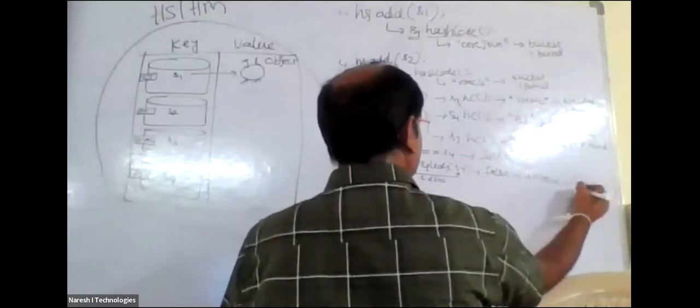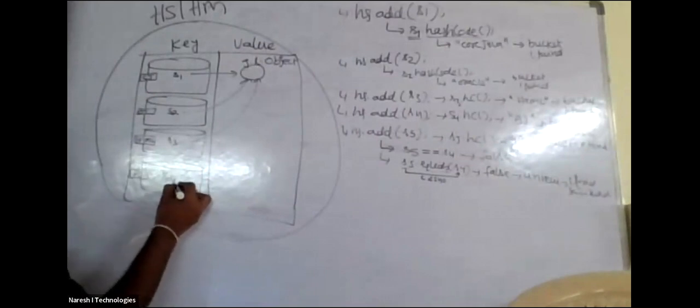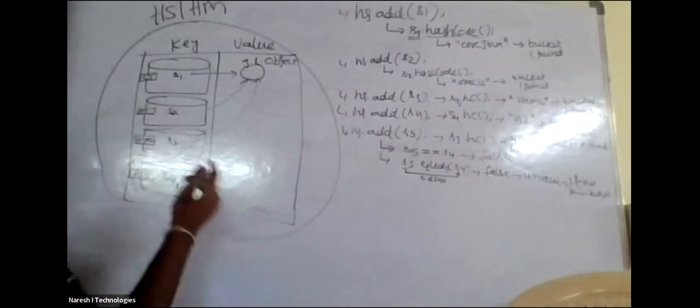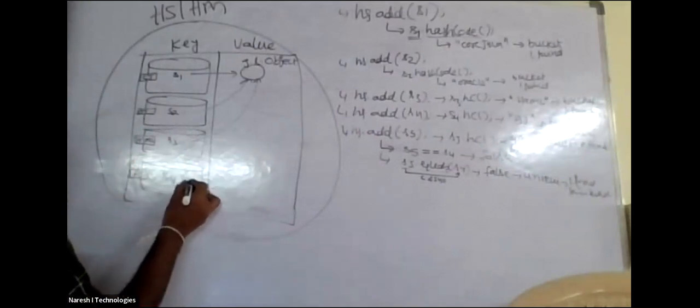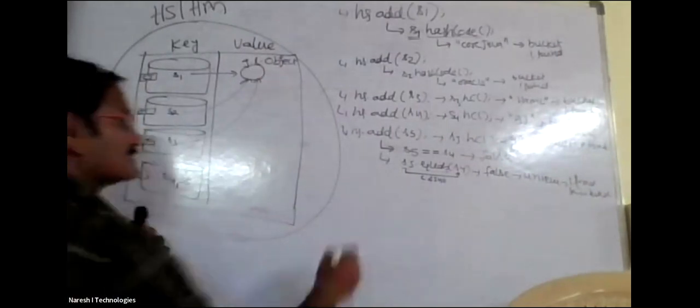Where is it stored? In a different bucket or the same bucket? The same bucket. Where in it? Before S4 or after S4? After S4. It maintains insertion order, hash-code-wise insertion order. S5 is stored here. Both are pointing to the same java.lang.Object class. Understood? Next.